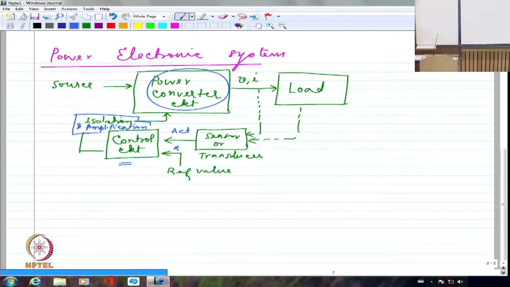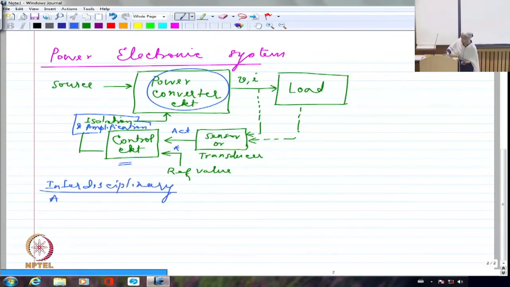Unless I know, I cannot control the power circuit. If I don't know the power circuit, how will I control it? So I better know all these things. And most of the time, we model and simulate these circuits before we really put them on the hardware. So modeling and simulation is another aspect we need to know: how to model a power electronic circuit, and how to make a control system configuration for a power electronic circuit. So power electronics basically becomes interdisciplinary because of all these areas involved.